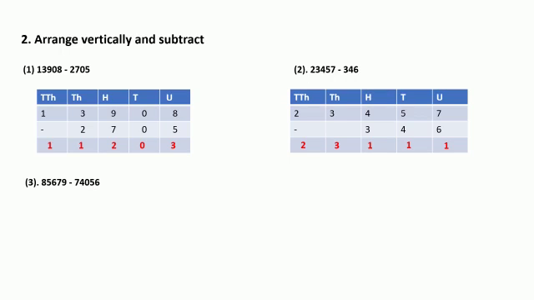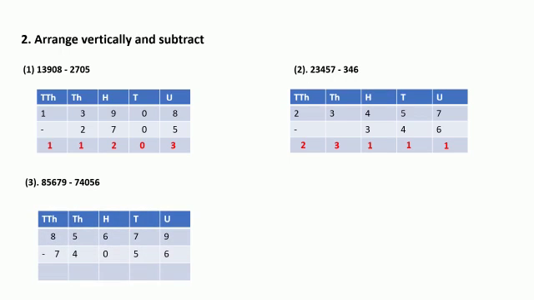Third one. I have already arranged the numbers according to the place value. 9 minus 6, 3. 7 minus 5 is 2. 6 minus 0 is 0. 5 minus 4 is 1. 8 minus 7 is 1.